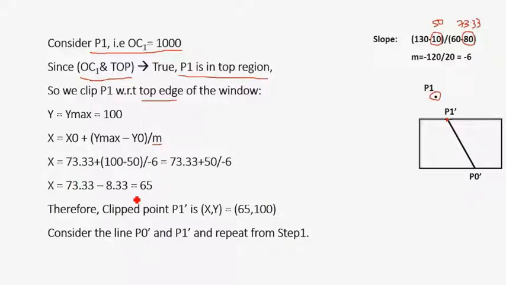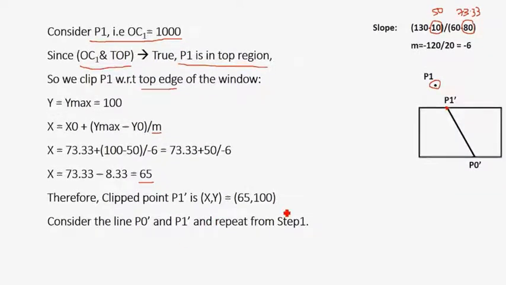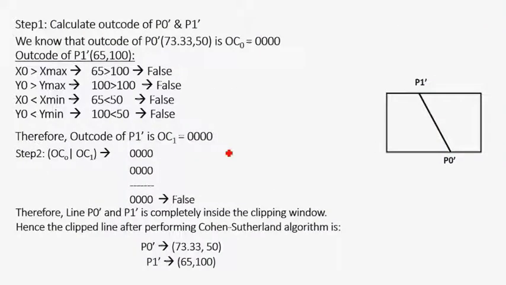So the intersection point P1 dash that I get is 65 comma 100. Now the new line that I have in my hand is P0 dash to P1 dash. So I take this line, and I repeat my steps. So I go to P0 dash and P1 dash.